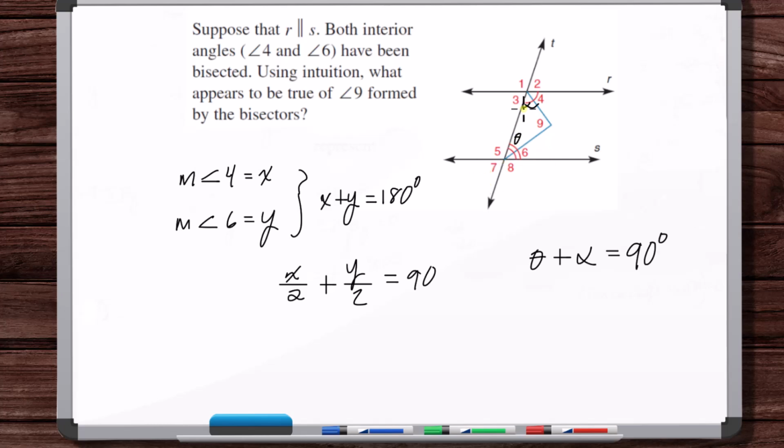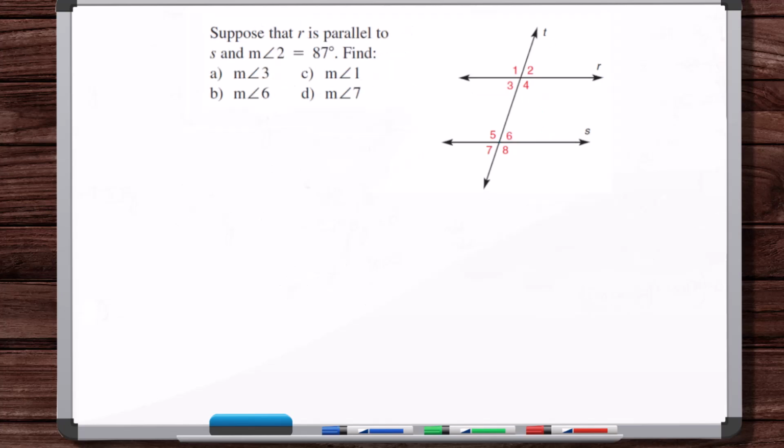Well, the sum of the angles of a triangle is 180. So that means the measure of angle 9 must be equal to 90. So it's a right triangle. That was more of an unofficial engineering proof there. Okay, suppose that R is parallel to S and the measure of angle 2 is 87 degrees.